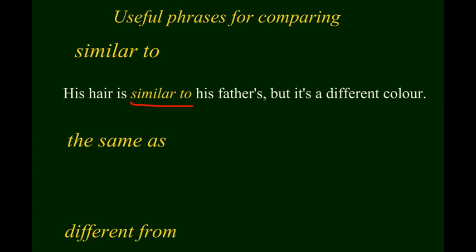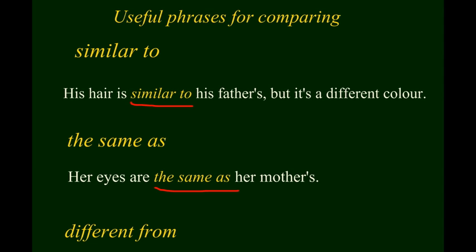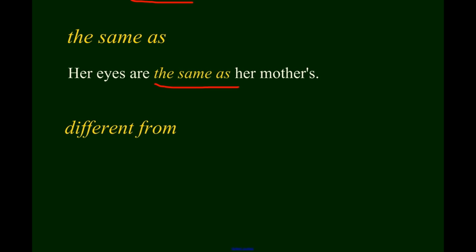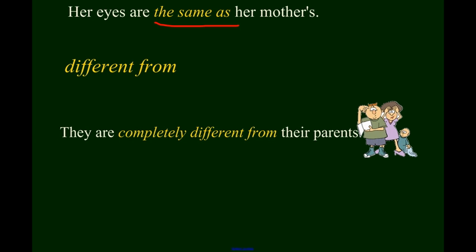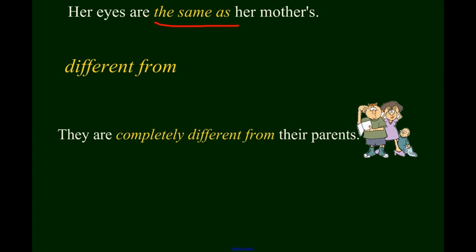So, when things do not differ. And we have, her eyes are the same as her mother's. Jos akys yra tokios pat kaip ir jos mamos. So, we understand that her eyes are exactly the same. When we want to express the differences, we usually use different from, skirtingas nuo. And the example is, they are completely different from their parents. Jie visiškai skiriasi nuo savo tėvų. So completely is not necessary, it just emphasizes the difference, but different from expresses the difference. Jie skiriasi nuo savo tėvų.